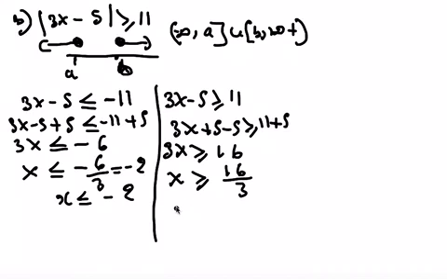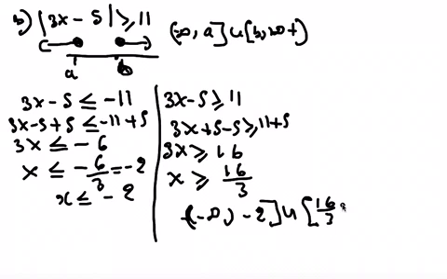In interval form, the solution will be negative infinity. The first point is negative 2, because it's superior and equal, just close. You put union, you close also. The second point is 16 over 3. You can simplify, but we will have a decimal number, so just write the same thing: 16 over 3 to positive infinity. This is the solution in interval form.